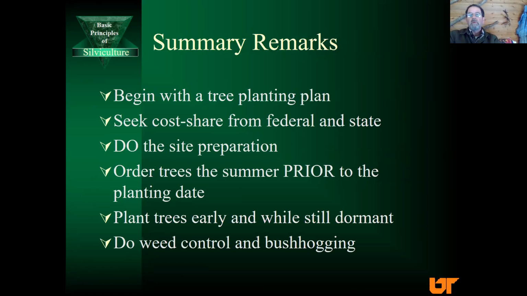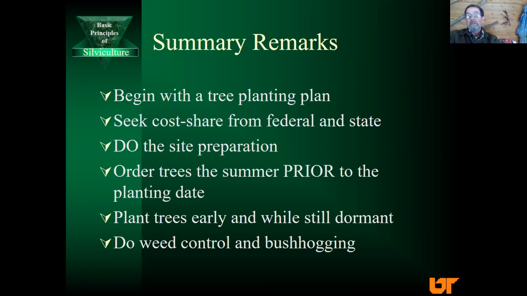So here are some summary remarks coming straight to you from the back porch. If you're going to be involved in a tree planting project, begin with a tree planting plan. There are foresters out there that can help you with that. The State Division of Forestry develops these plans, and along with that, the plan will qualify you for cost share assistance.